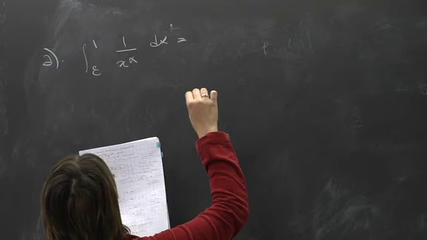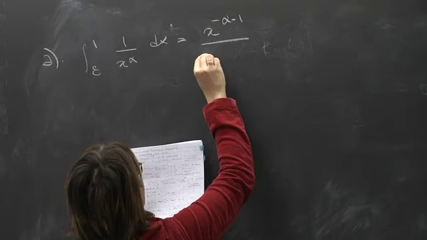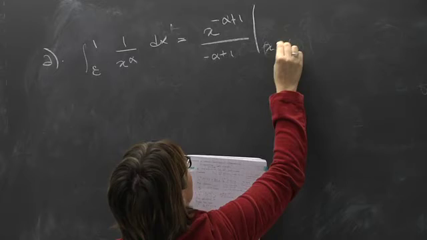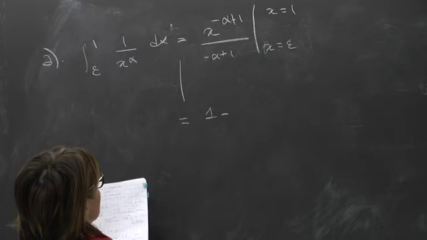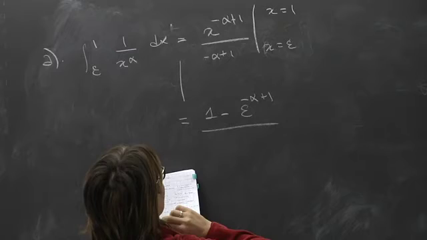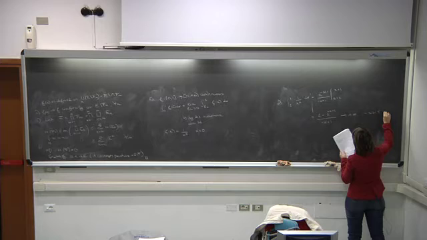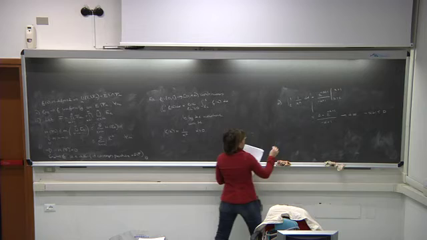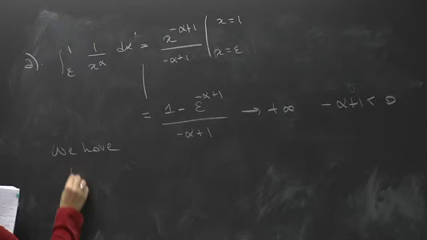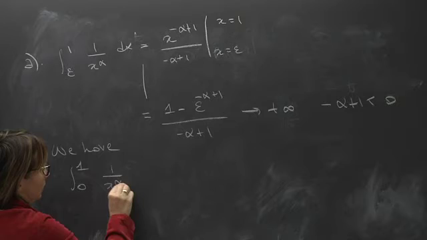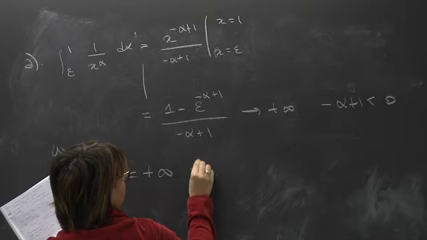This, the primitive, is x to the minus alpha plus 1 over minus alpha plus 1, evaluated between epsilon and 1. So this goes to plus infinity when minus alpha plus 1 is negative. So we have that the integral between 0 and 1 of 1 over x alpha is equal to plus infinity for alpha larger than 1.